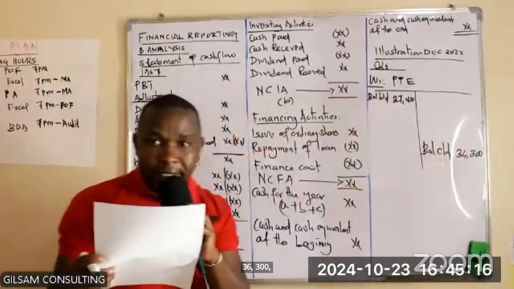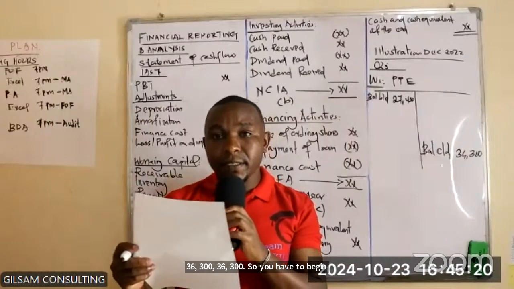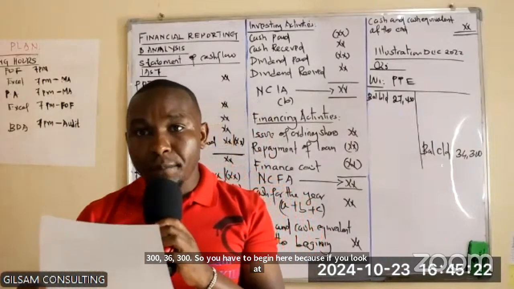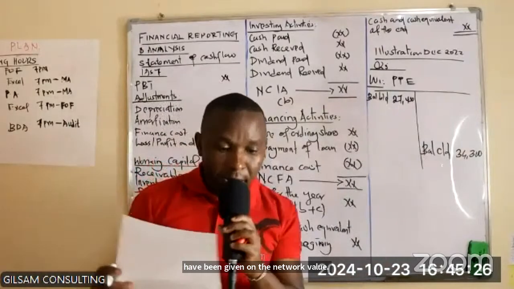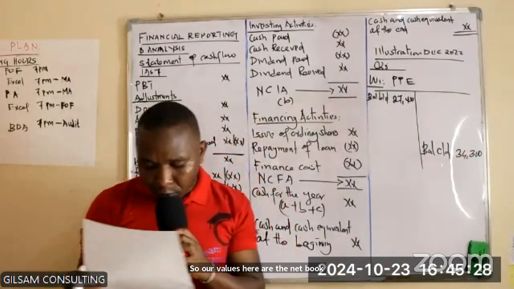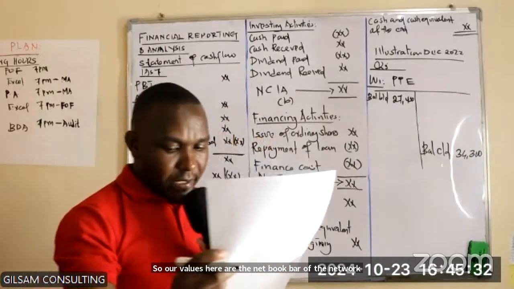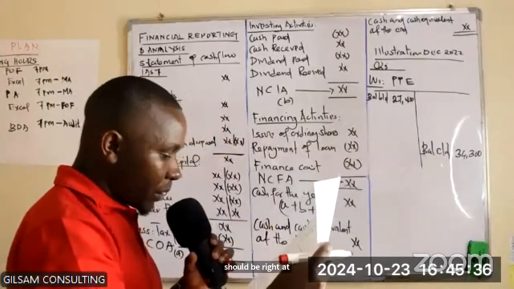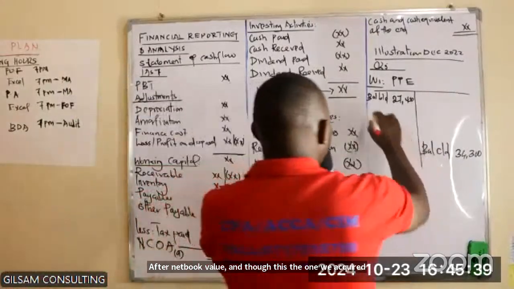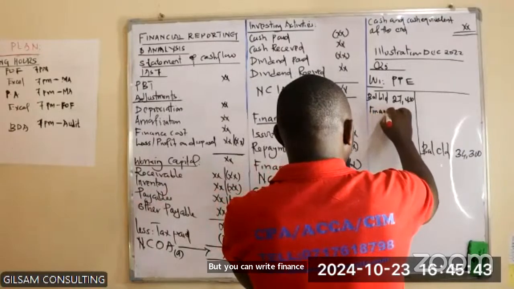So you have to be keen here, because if you look at this comparative statement of financial position, we have been given the net book value. So our values here are the net book value. Whatever we have disposed or whatever we have acquired should be written at net book value. Even though this is the one we acquired, it is not in the net book value, but we can write finance. So we have a finance of 1,800. Remember, we have 3 zeros here.